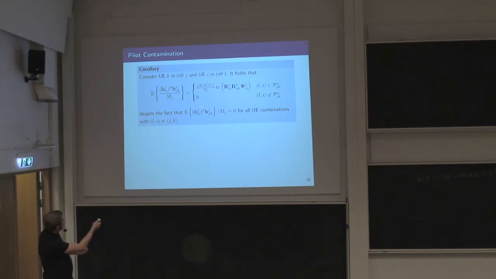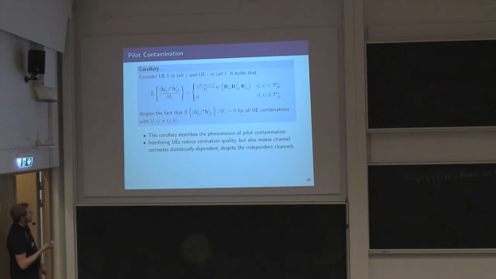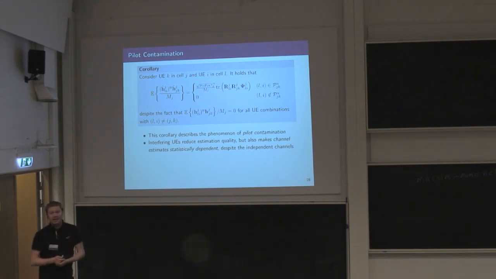So if you take the true channels and multiply them like this, the expected value of them is zero. But when you take the estimates, it's not zero, due to the fact that the base station is observing the sum of them when it estimates, in the pilot signals. And this is what we call pilot contamination. It has two different effects. One of them is that it reduces the estimation quality, because we have extra interference during the pilot transmission. And the other thing is that the channel estimates become statistically dependent, despite the fact that the channels are independent to start with.